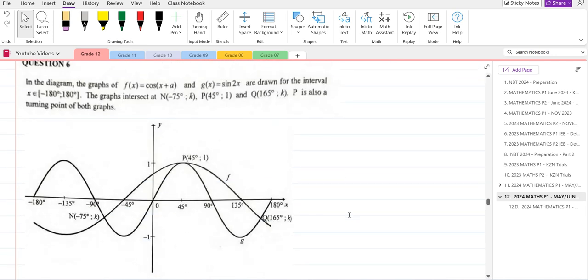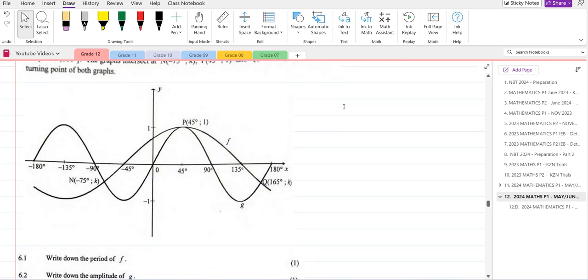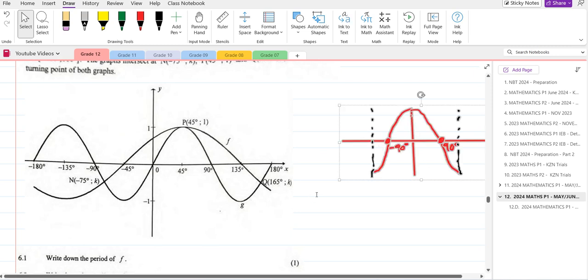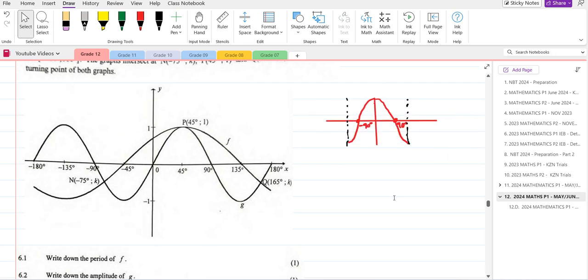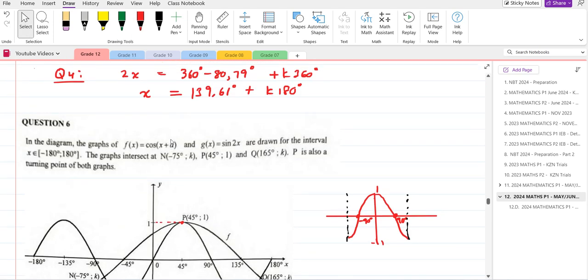Now if you imagine the original cos graph, right? This is the cos x graph turning at 1 and minus 1. So this is the original cos graph, 1, and that's negative 1 here. And now how is the cos graph shifted? We can see it's shifted to the right because the maximum is here at 45 degrees. So if you shift it to the right, we say minus 45. So the value of a is minus 45.